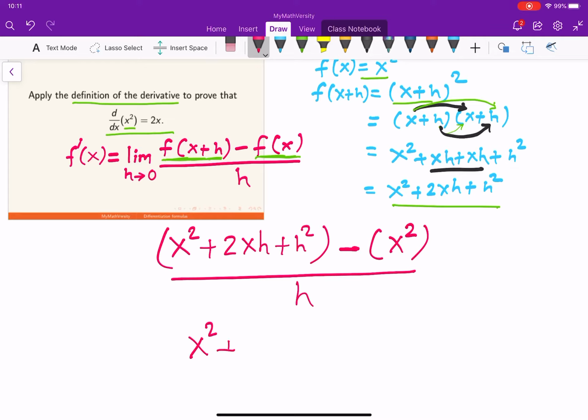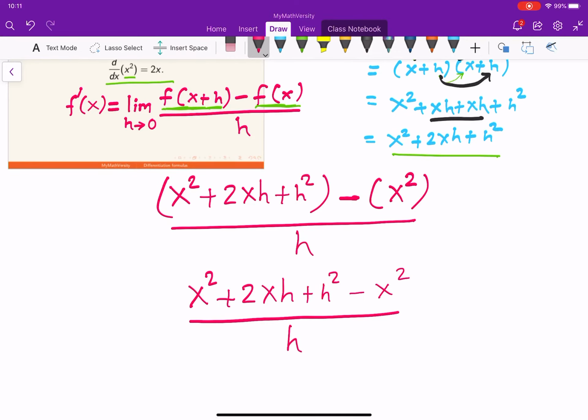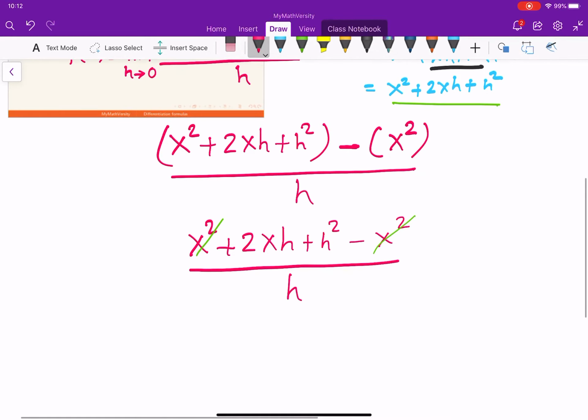So in that case, we'll have x squared plus 2xh plus h squared, and then minus x squared, right? And everything underneath that will be h. And what do you see here? We see the like terms to combine, positive x squared, negative x squared. When we combine, we get 0, right? In that case, we have then 2xh plus h squared over h. So this is our difference quotient.